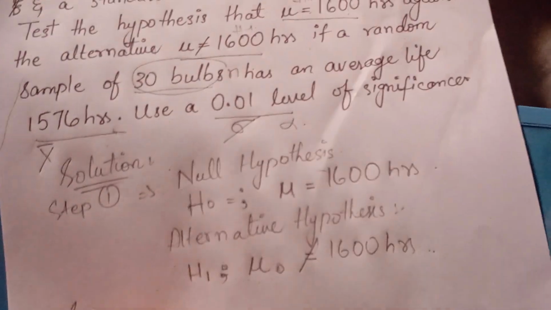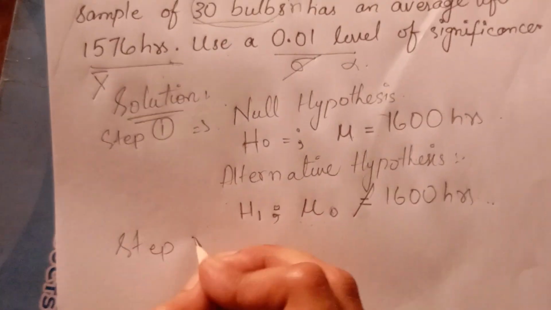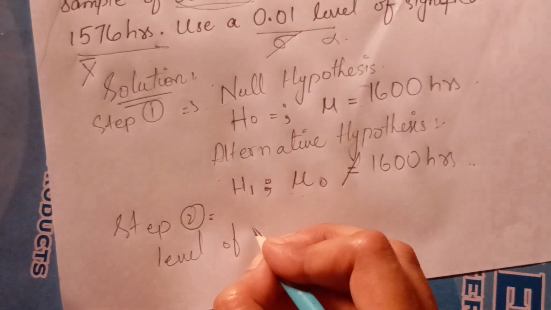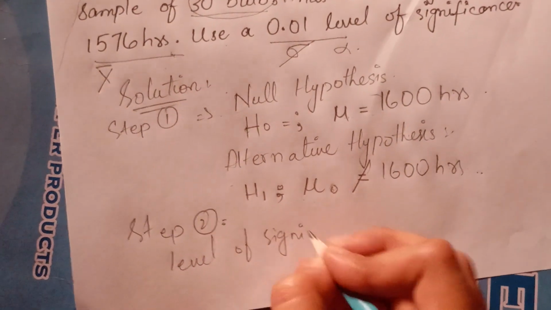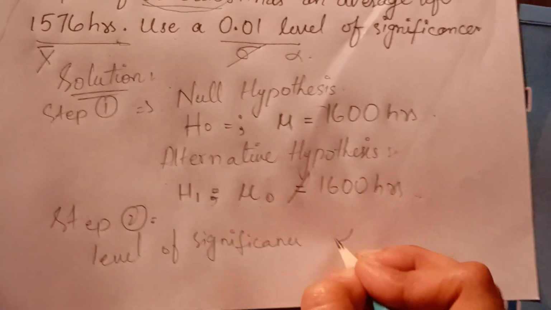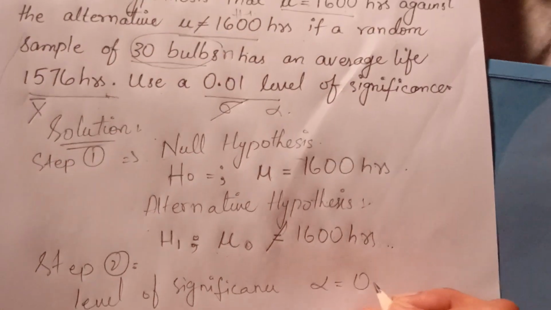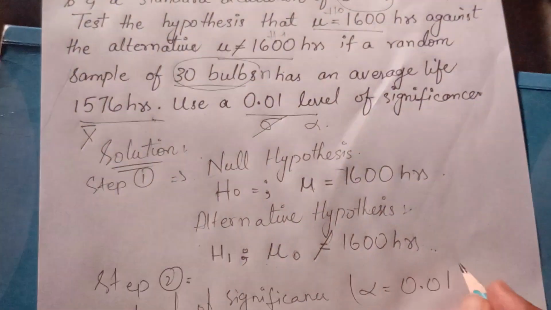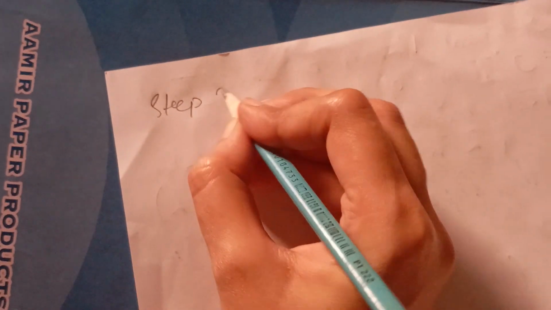We have a second step. The second step is level of significance, which is given: alpha is equal to 0.01. Okay, and the third step is test statistics.